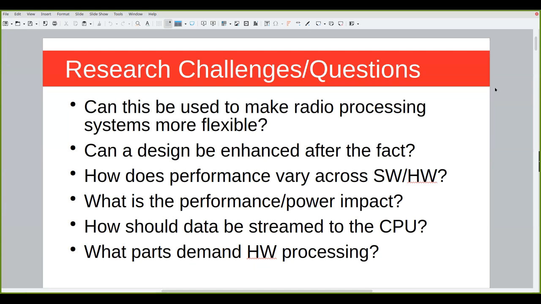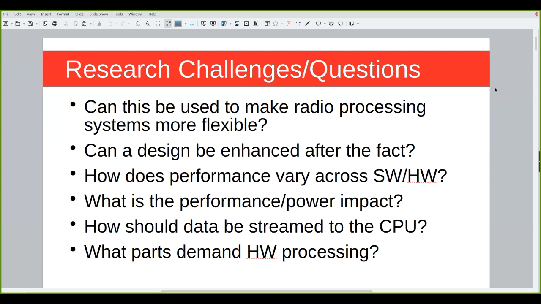Here we talk about various questions. This concept would raise questions such as, could this idea be used to make radio processing systems more flexible? And then could they be enhanced after the fact, for example, to add new standards?